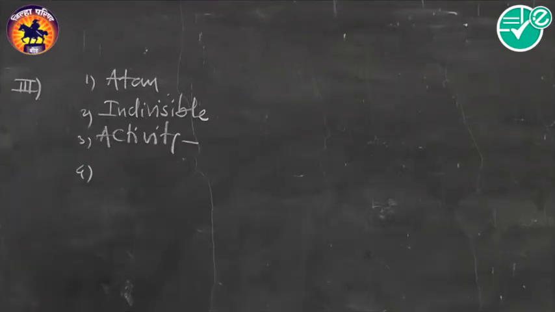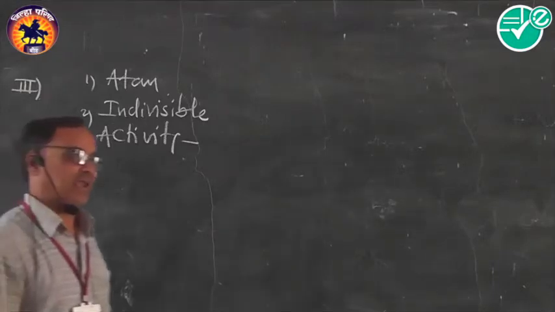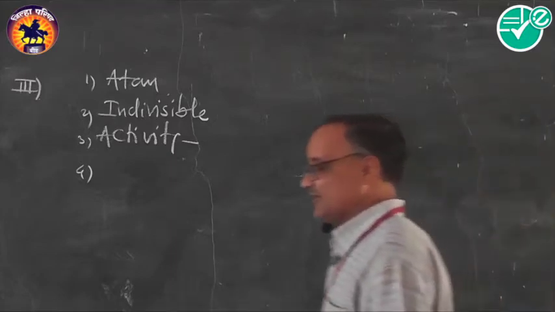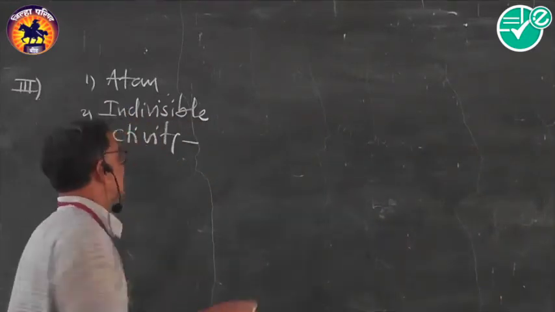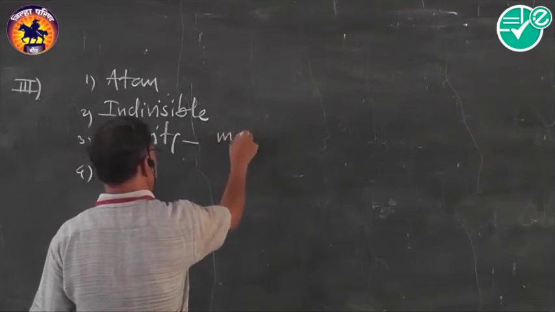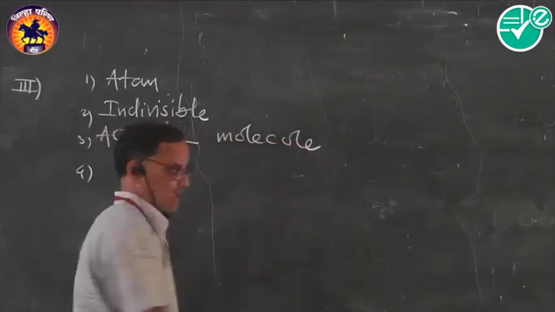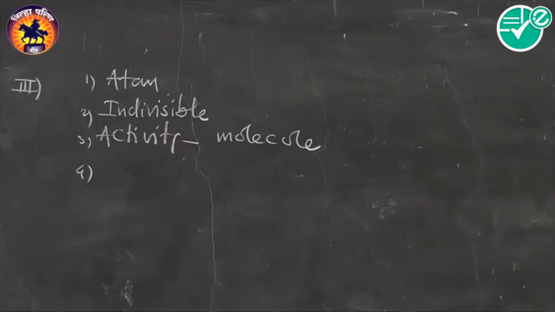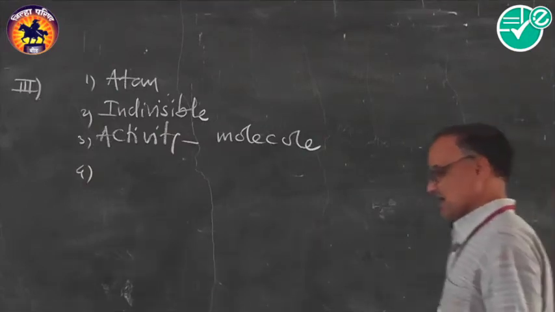So this atom can be characterized on the basis of these points. Number one, it is the smallest particle of an element. It cannot be further subdivided by any chemical method, that is, it is indivisible in nature. It is active in nature as compared to molecule.